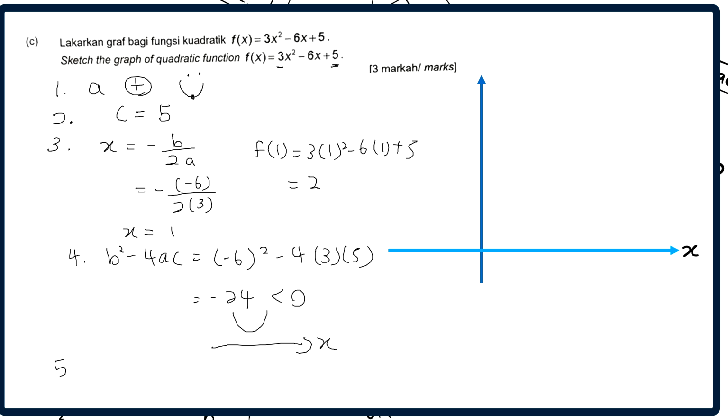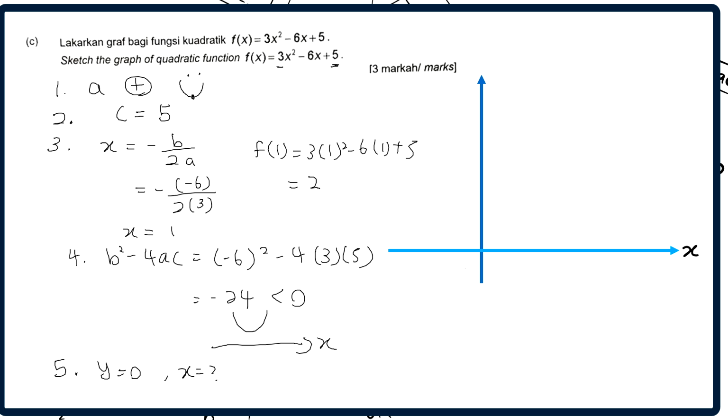So step 5, we set y to 0, so we find the x answer. But in this case, the type of roots is no real roots, so we can skip step 5. We do not need to find the x answer because the graph will not touch the x-axis.